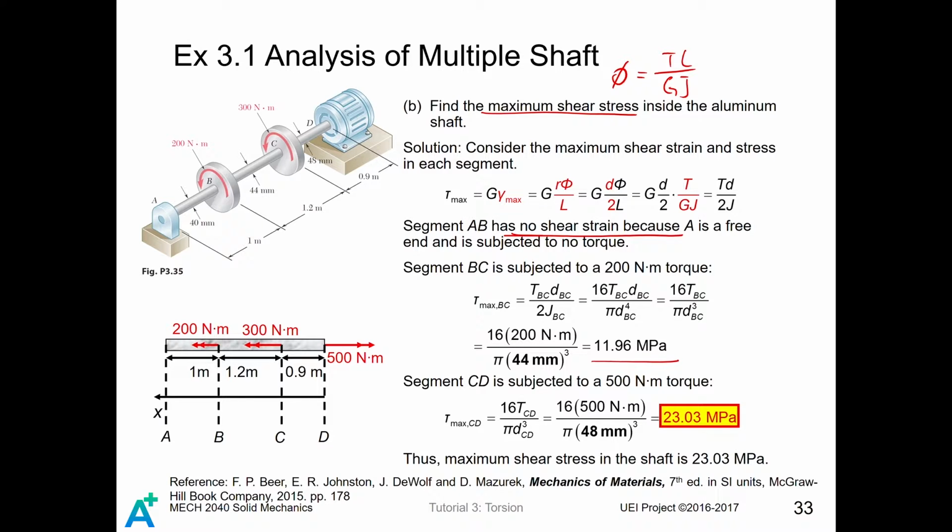For segment CD, in a similar manner, we substitute the values into it to get the maximum shear stress in segment CD, which is 23.03 MPa. Comparing all those results, we find that the maximum shear stress in the shaft is just the maximum shear stress in segment CD, which is 23.03 MPa.